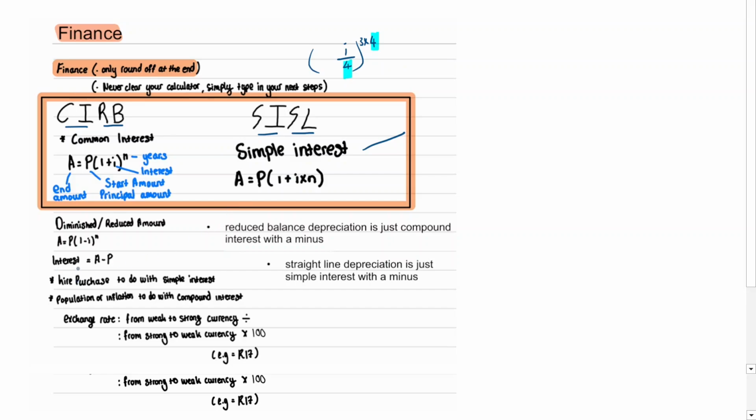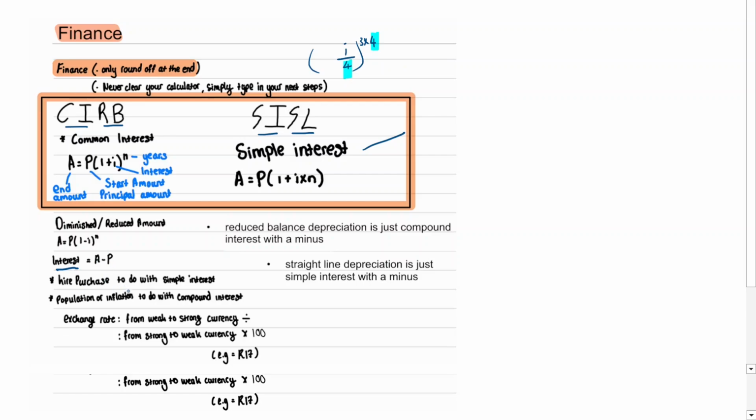If you want to work out the actual interest that you've paid, you just work out the accumulated amount minus the principal amount. So say I started investing 5,000 Rand, and at the end of the question I had 6,000 Rand. So how much interest did I get? It's just the final amount, 6,000 minus 5,000.